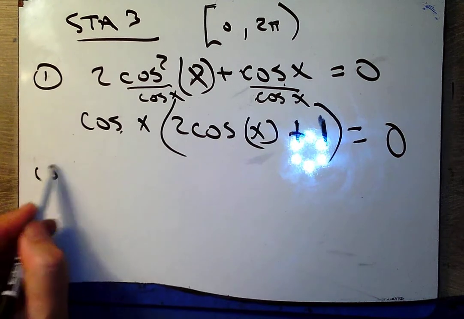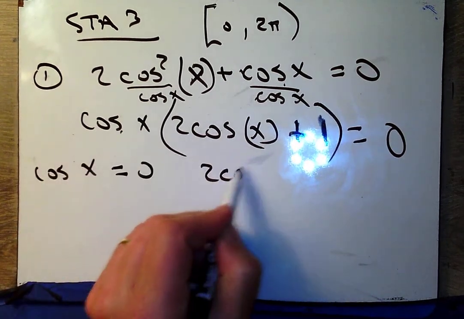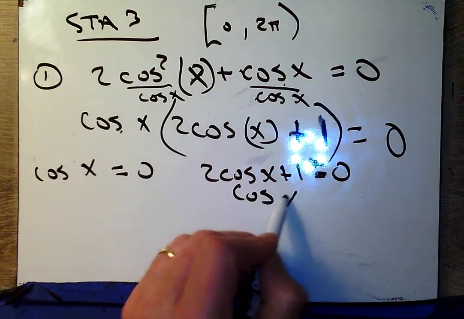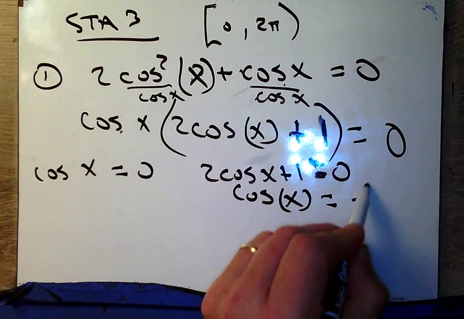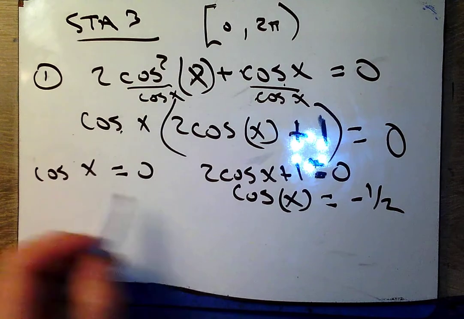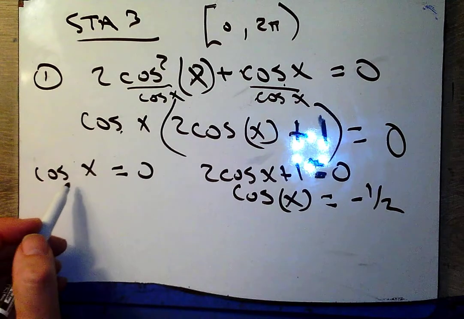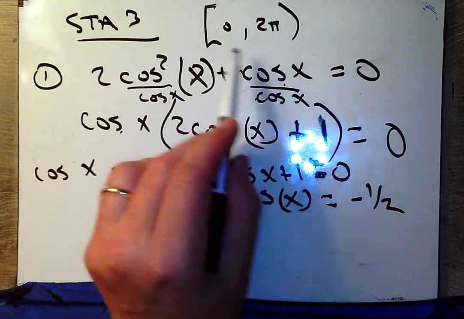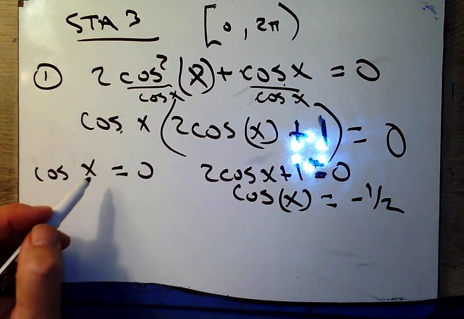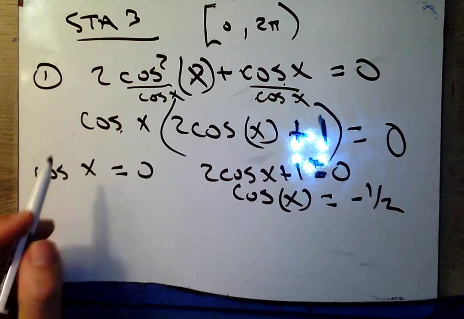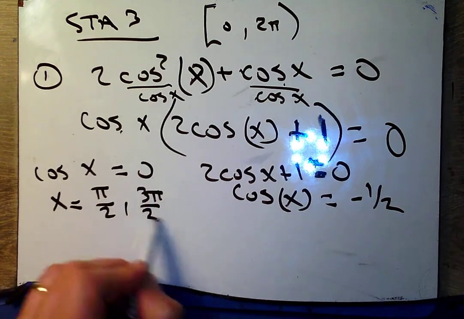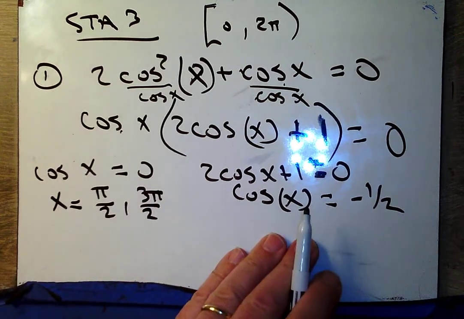Okay. So we set each factor equal to 0. And we get cosine x equals, watch out, negative 1/2. Many students move this over, it stays positive. I don't know how. So when is cosine equal to 0? Well, and look, we're only looking on 0 to 2 pi. Cosine is equal to 0 because cosine is the x value at x equals pi over 2 and 3 pi over 2. But what about cosine x equal to negative 1/2?